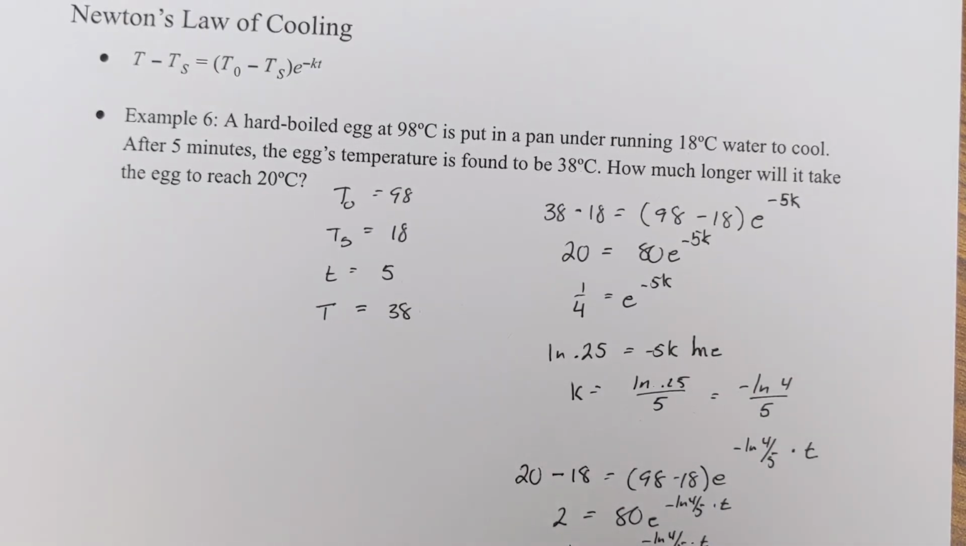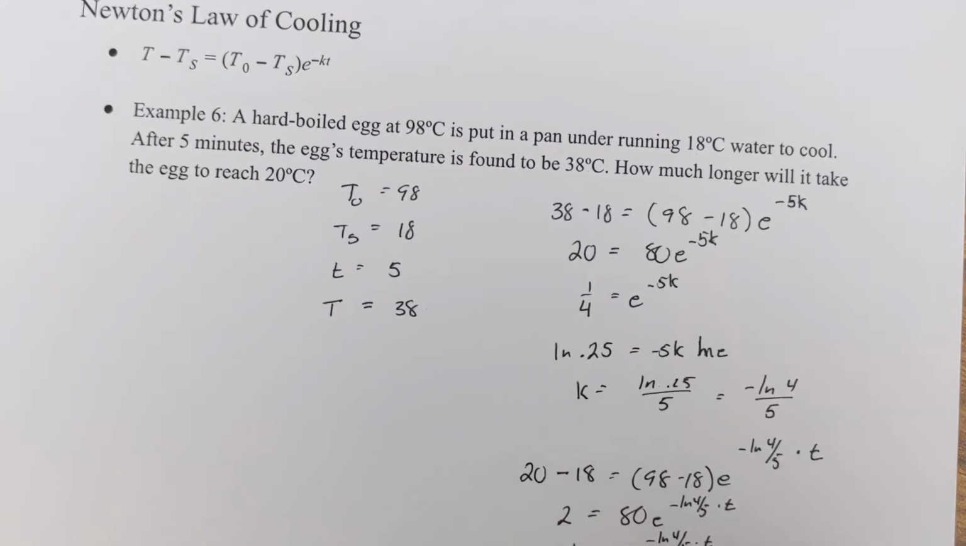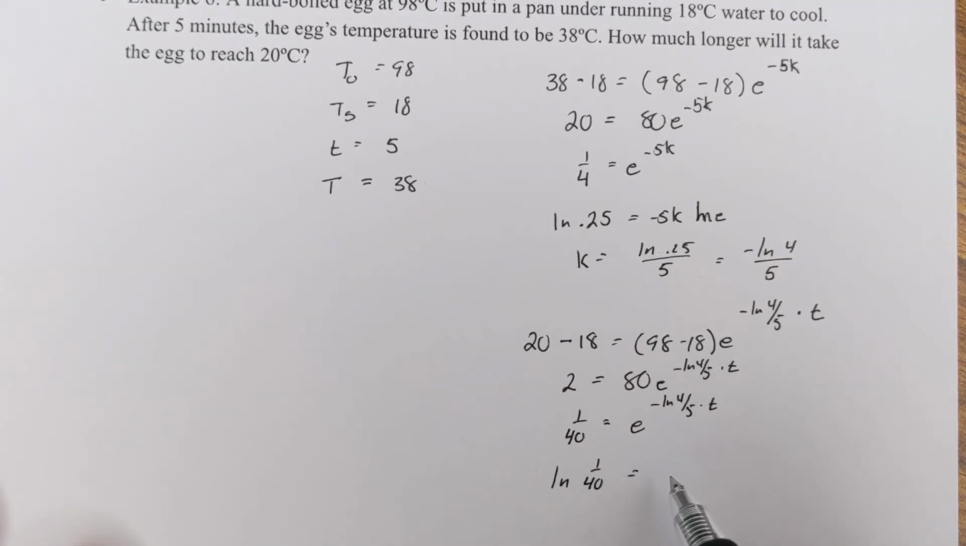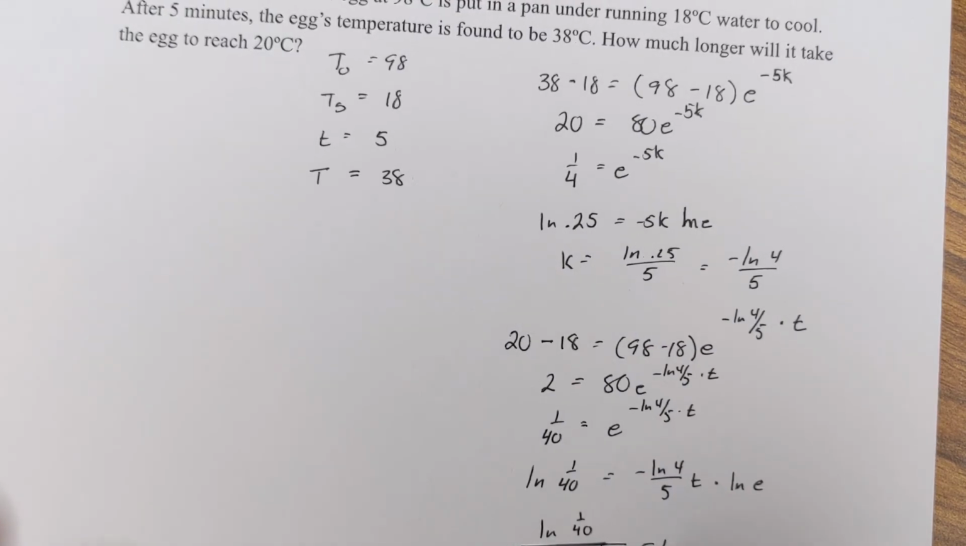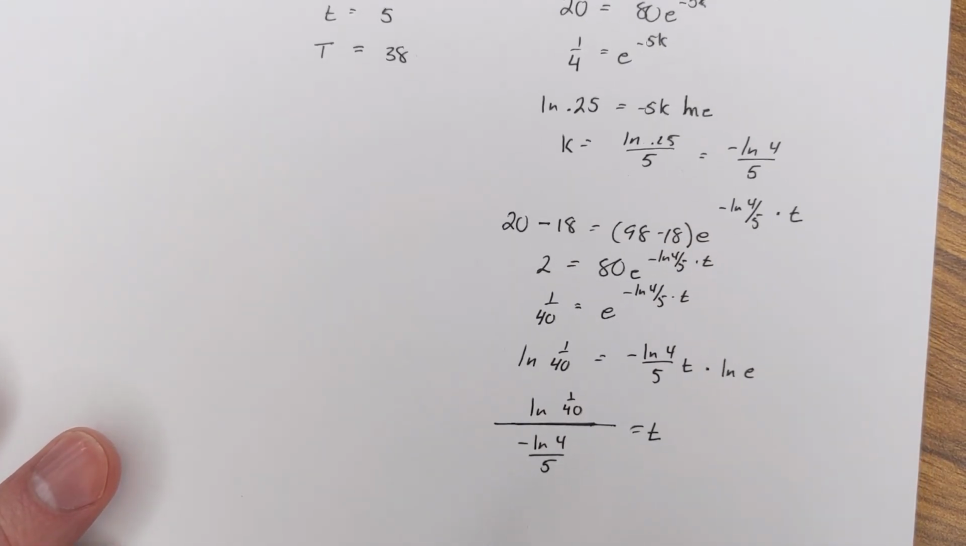Natural log both sides, so ln of 1/40th equals negative ln 4 over 5 t times ln e, so that goes away. So I'm going to have the natural log of 1/40th divided by the negative natural log of 4 over 5. So this is what I'm looking at.